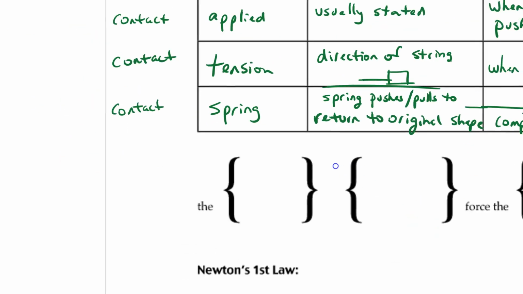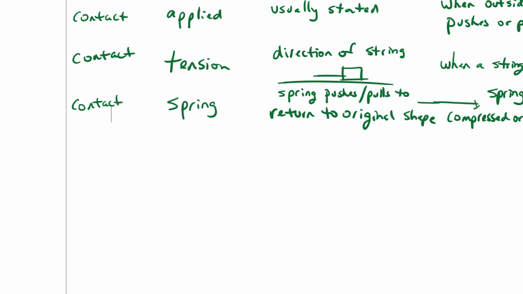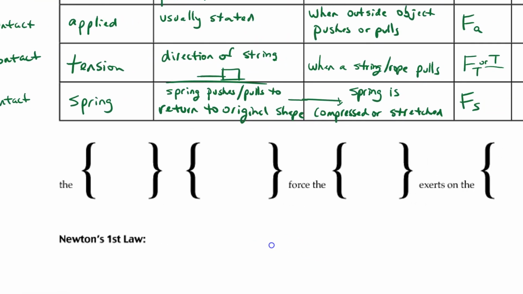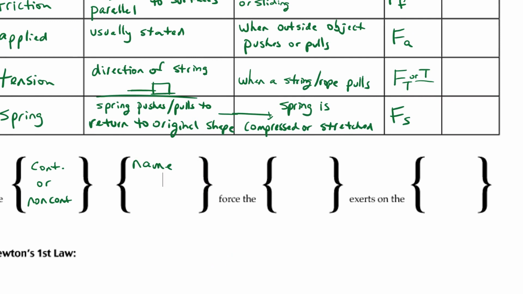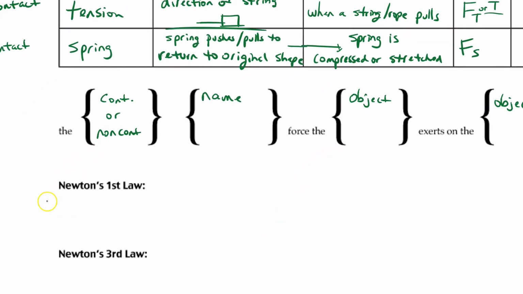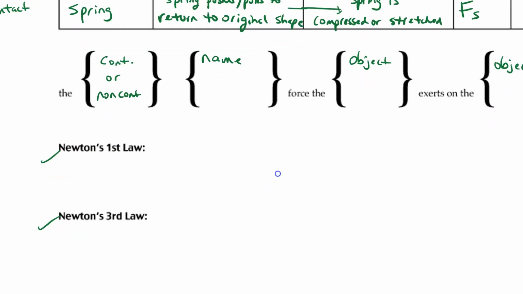So at the bottom of the sheet, I have a kind of way of building a sentence. And this part is either contact or non-contact. And here would be the name of the force. Okay, so object, this would be an object here, exerts on the object. Newton's first law and Newton's second law, that's going to be a bit later on. We're going to get to that.